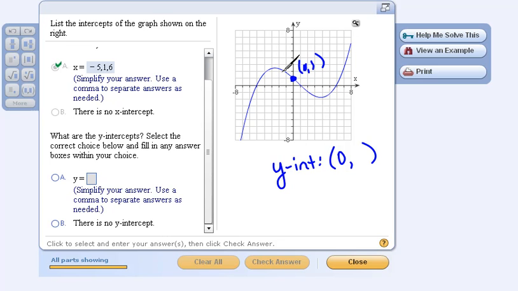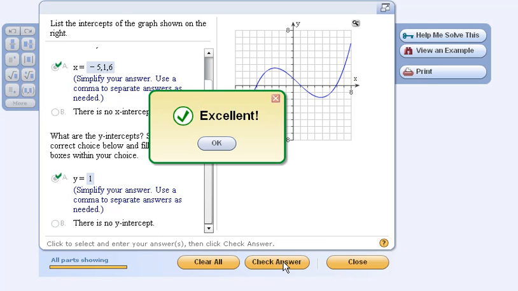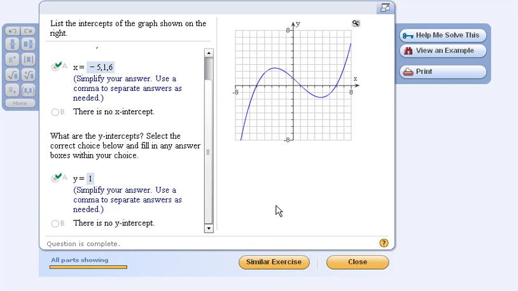So I'm going to go ahead and in my answer choice here, we do have a y-intercept. We only have one of them, and that is at the y value of 1. So I'm going to type in here a y value of 1 and then check my answer. Absolutely. So now we're done.